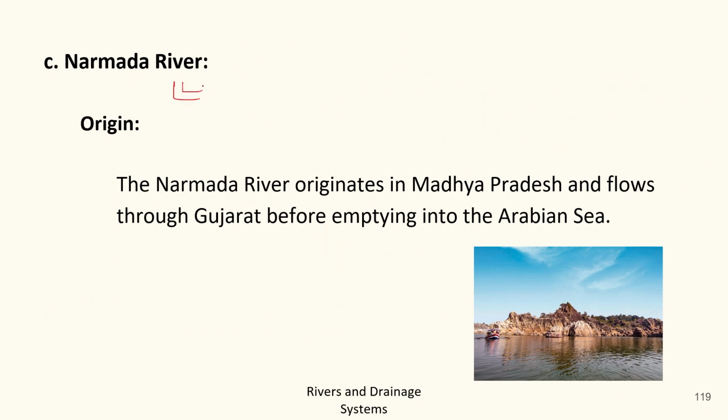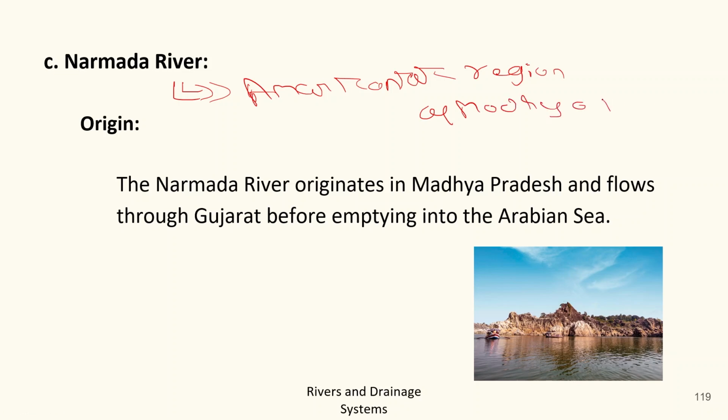Now come to the next river, the Narmada river. The Narmada river originates in the Amarkantak region of Madhya Pradesh, and it flows towards the western side. Got it? It passes through the state of Gujarat before emptying into the Arabian Sea.